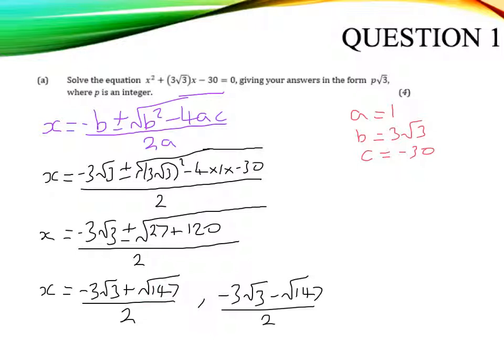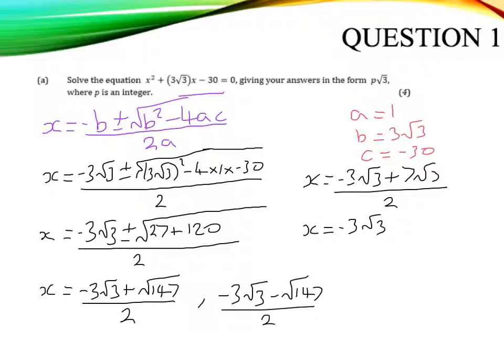So I could continue to write this as x equals minus 3 root 3 plus, now if 49 and 3 multiply together to make 147, then I've got 7 root 3 over 2, and also x equals minus 3 root 3 minus 7 root 3 over 2. These are my two different solutions. From here is this one, and this one is this one.